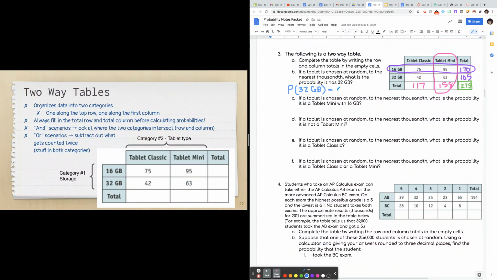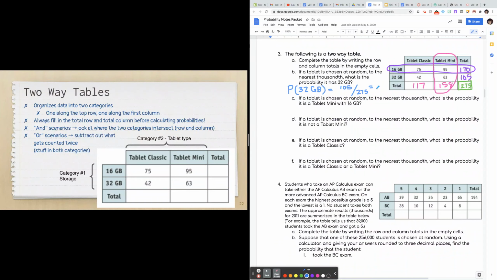Well, remember, basic probability is just how many successes you have in that category, like how many 32 gig tablets I have, divided by the total in the group. So there's 105 32 gigabyte tablets, and then there's 275 total. So that would be my fraction, right? And honestly, that's not really one that I want to reduce. I don't really want to have to simplify it to a fraction in my head.